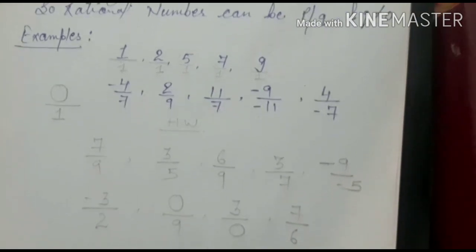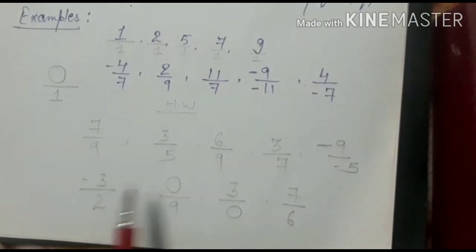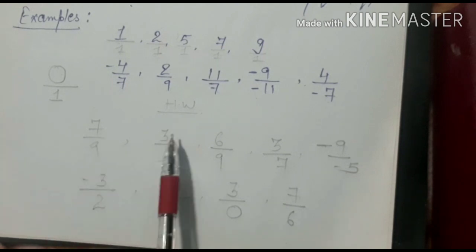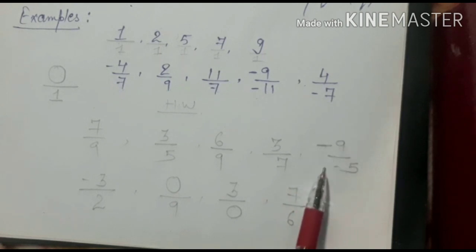Now for homework, I have written some numbers here. You have to tell which numbers are rational and which are not: 7 upon 9, 3 upon 5, 6 upon 9, 3 upon 7, minus 9 upon minus 5, minus 3 upon 2, 0 upon 9, 3 upon 0 and 7 upon 6.